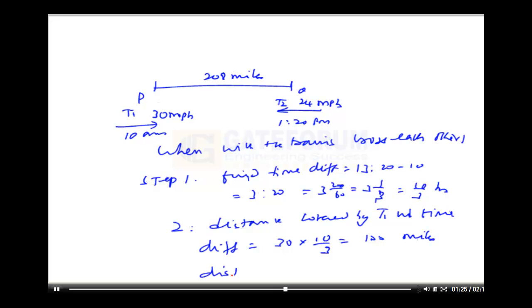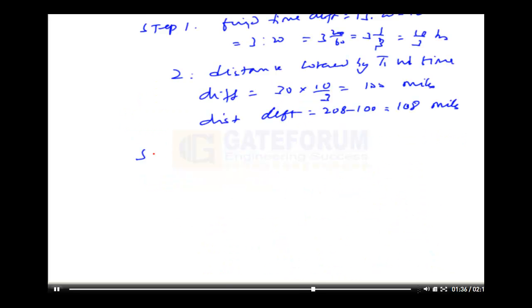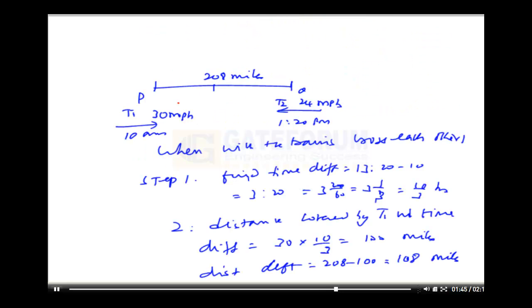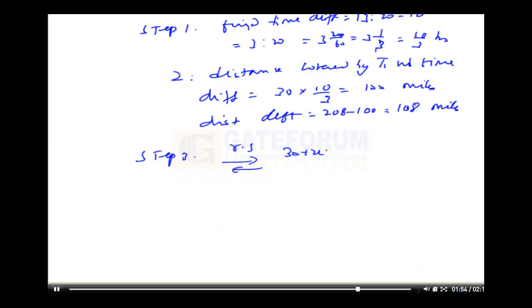What is the distance left to be covered by 2 trains? So distance left is 208 minus 100 is 108 miles. Now find the relative speed. They are moving from the opposite direction. Look at the sketch. 100 is here, 108. They are moving from the opposite direction at 30 and 24. So it is 30 plus 24 gives you 54 miles per hour.